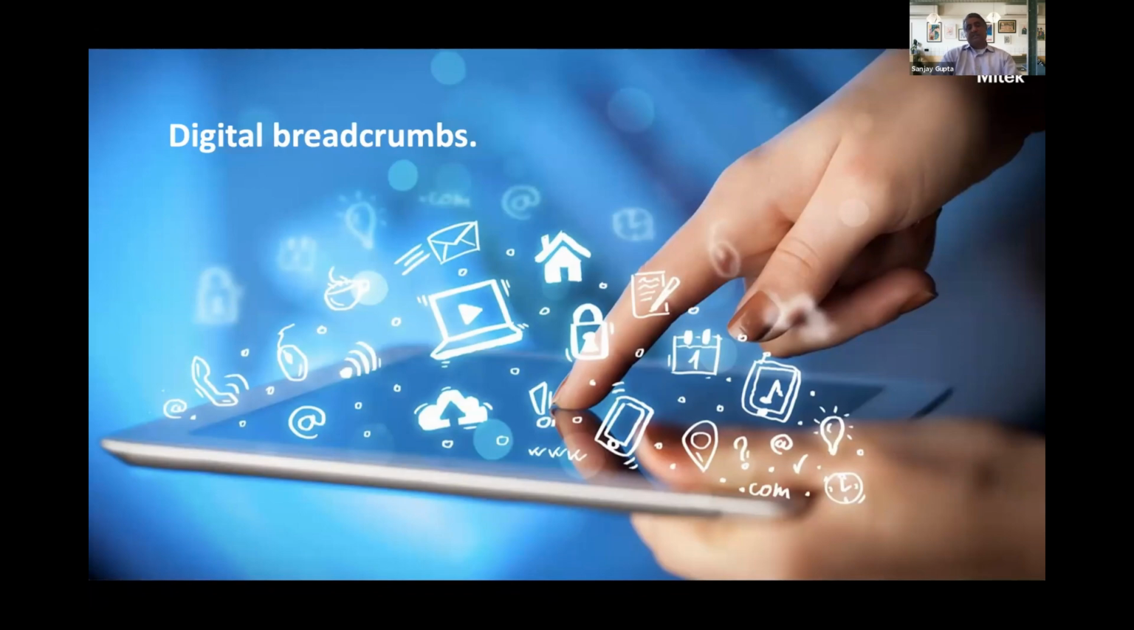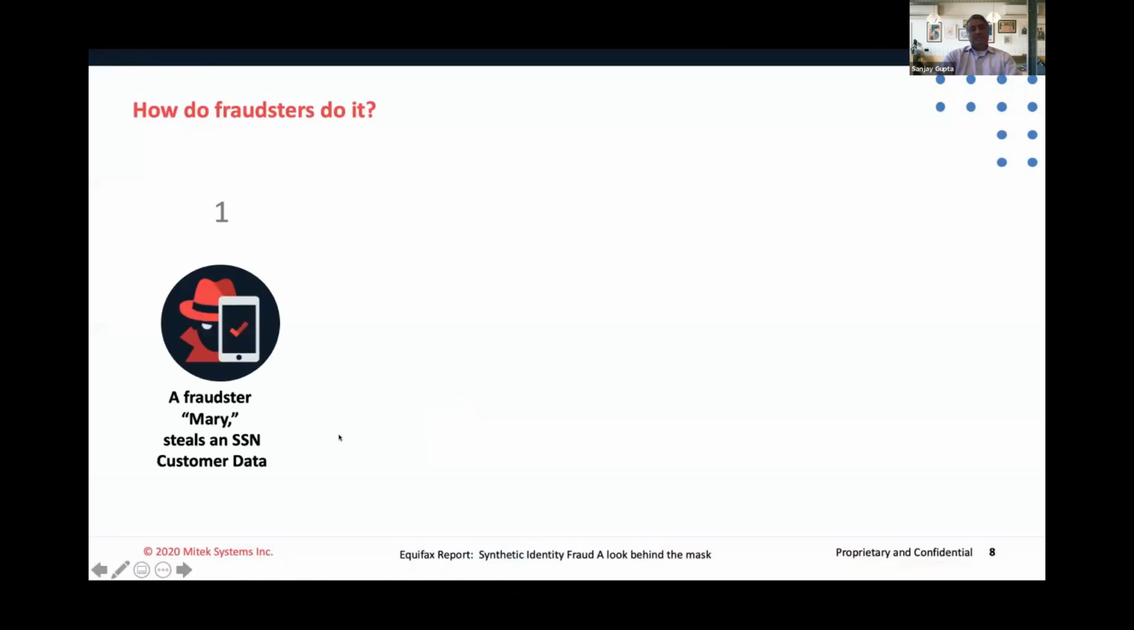But the question that I still get asked is, well, how do they do it? How do they create an account, get into the system? And it really starts off by, let's say in this case, we have a fraudster, we'll call her Mary. As I mentioned before, a lot of our data, especially here in the US, there are rings that you can buy this information from.